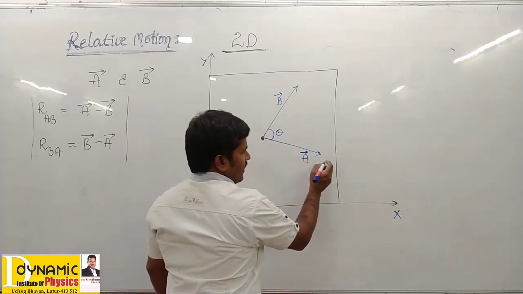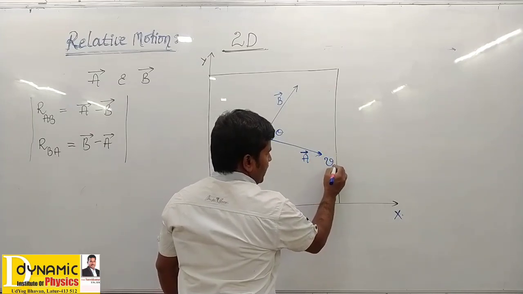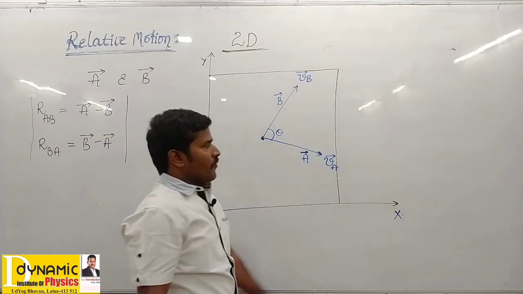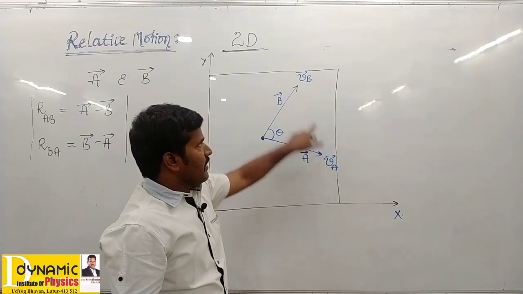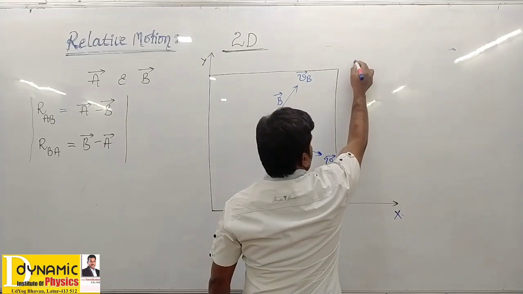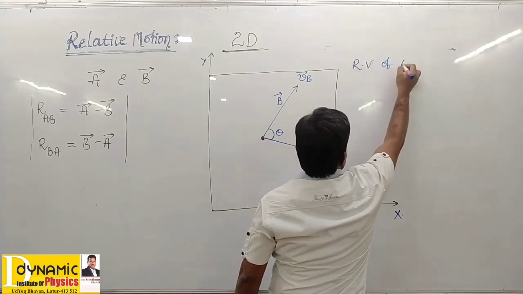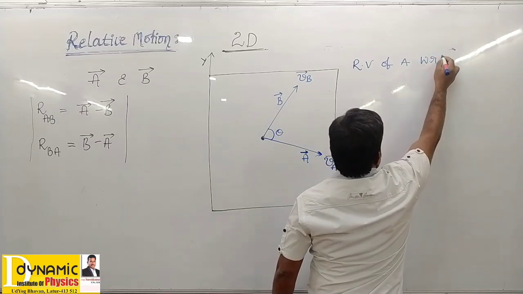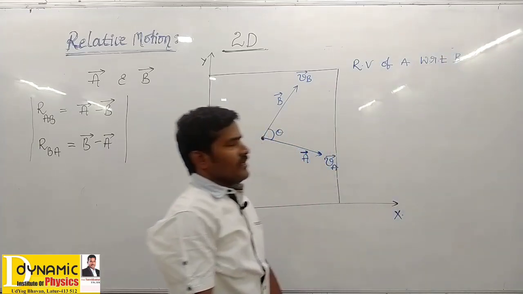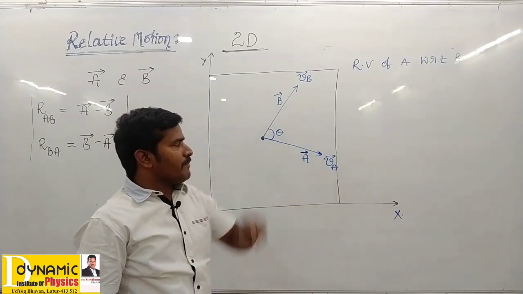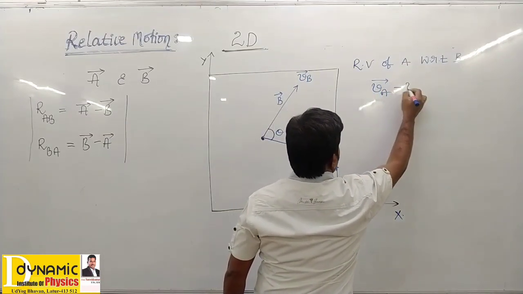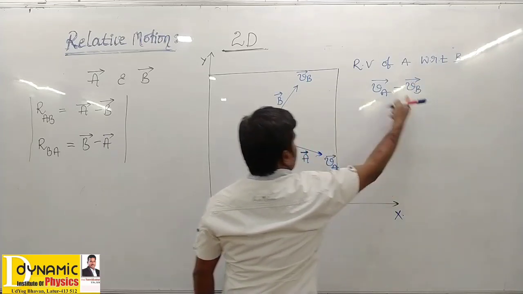This is A bar. In this direction, the velocity is VA. In this direction, the velocity is VB. We want the relative velocity of A with respect to B. It is written as VA bar minus VB bar.